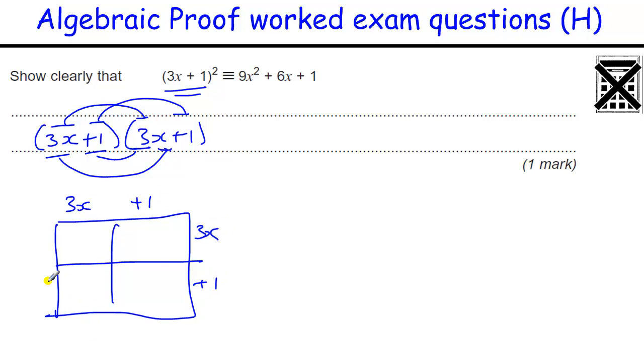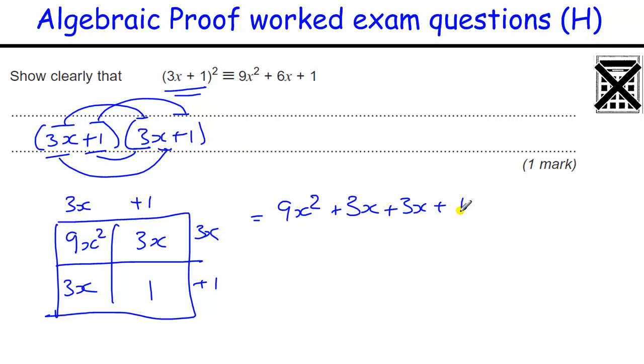But whatever way you do it, you've got to remember there's going to be 4 parts to multiplying out 2 brackets when there's 2 bits in each bracket. Let's just use this one since it's here. So 3x times 3x: 3 3s are 9, x times x is x squared. 1 times 3x, 1 times 3x, 1 times 1. So we've got 9x squared plus 3x plus 3x plus 1, which is 9x squared plus 6x plus 1.